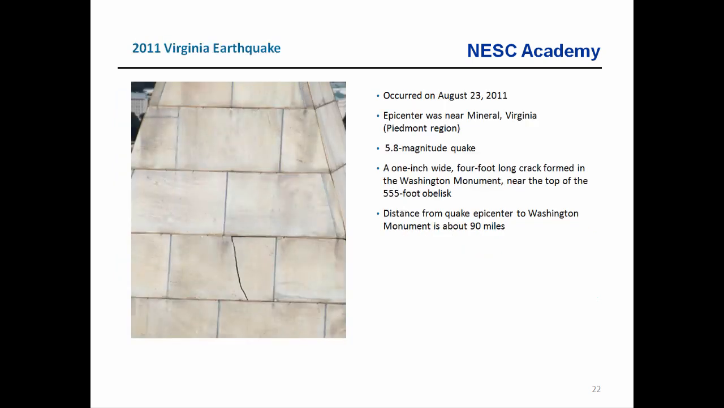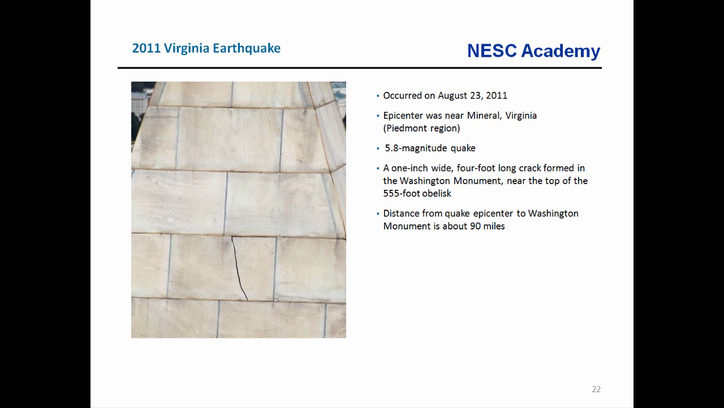Here's an interesting earthquake, the 2011 Virginia earthquake. So the previous earthquakes we talked about were the Pacific Coast earthquakes. But this one occurred on the East Coast. There was a particular town, a small town called Monroe, Virginia, and this is also called the Piedmont region. And that was the epicenter of this earthquake. And this occurred on August 23rd, 2011, 5.8 magnitude.